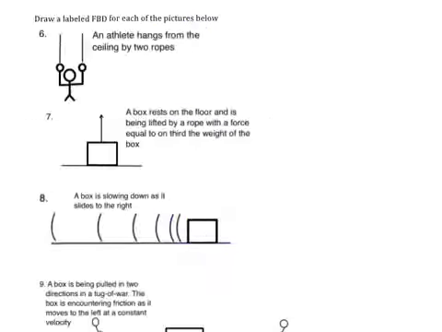Here we are on page 2. We're going to do the exact same thing as we've done on page 1, but now I'm giving you a picture and asking you to represent that picture as a free body diagram. So here is the person who is hanging from the trapeze thing I've got there.